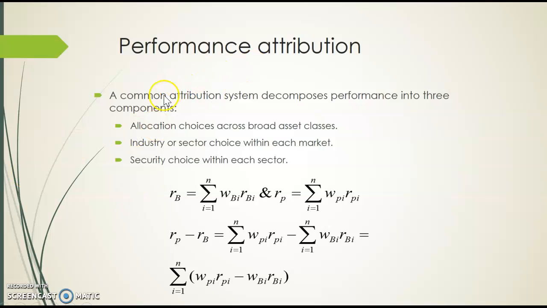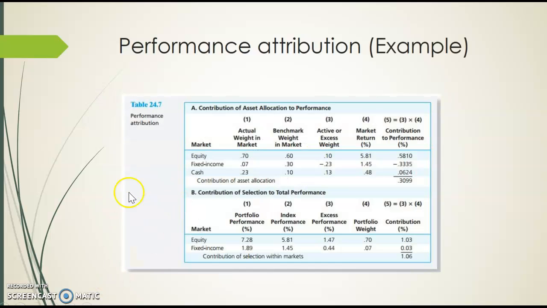So the way we do this, a common attribution system decomposes performance into three components: allocation choices across broad asset classes, across industry, and then security selection within each industry. So what we want to try to do here is figure out what that bogey portfolio is and compare it to that. So let me show you an example.